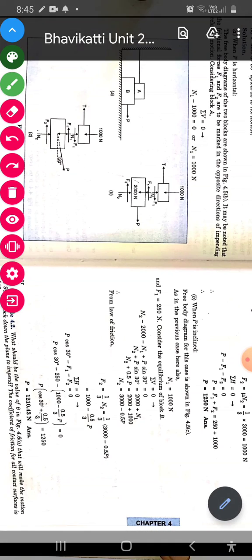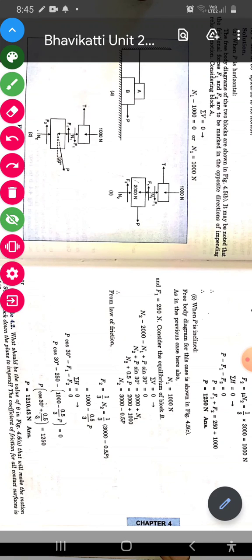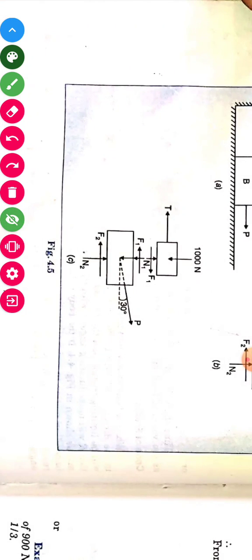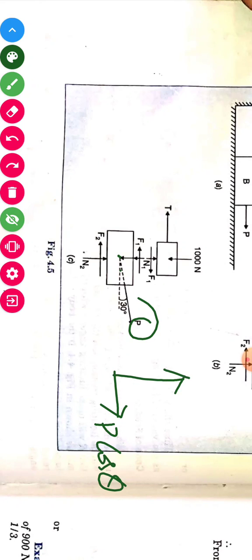While considering P, we will just resolve it into two parts. If it is inclined, this is the case here. Let me zoom in for you. We have to resolve P into two components, P cos theta and P sin theta. Theta value we already have, it is 30 degrees. So P cos theta and P sin theta.